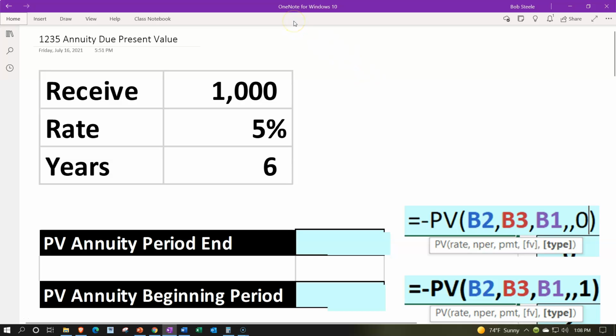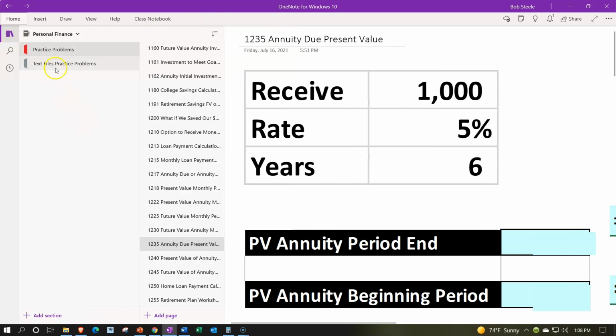Here we are in OneNote. If you have access to OneNote and would like to follow along, you're not required to, but if you would like to, we're in the icon on the left-hand side. We're in the Practice Problems tab. We're down in the 1235 Annuity Due Present Value tab.